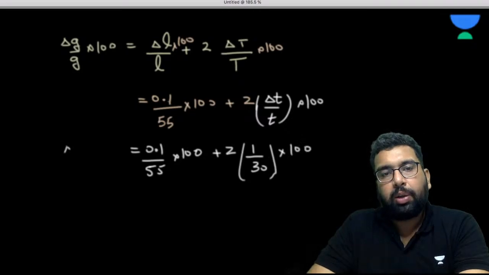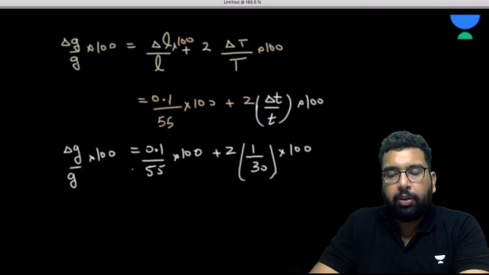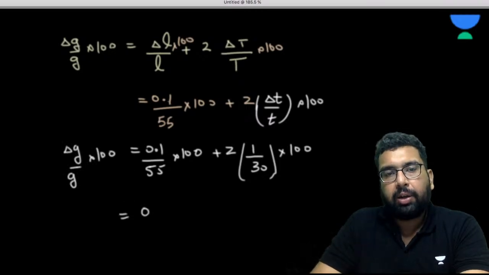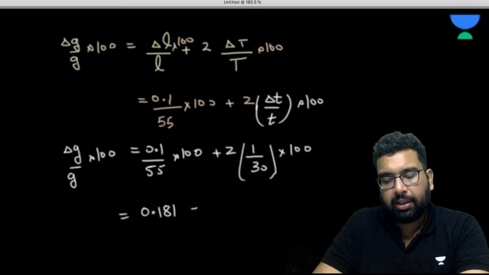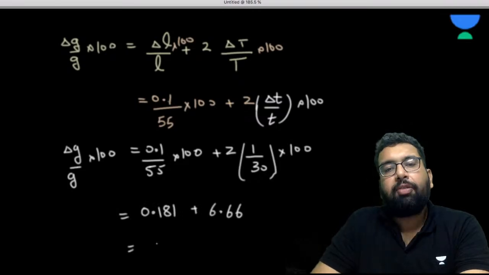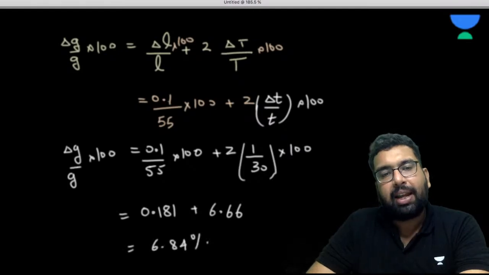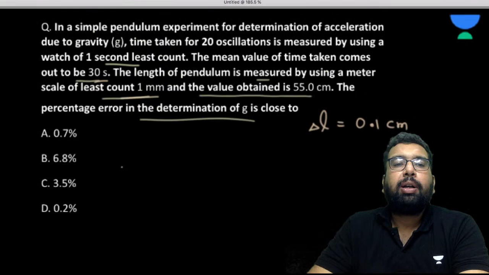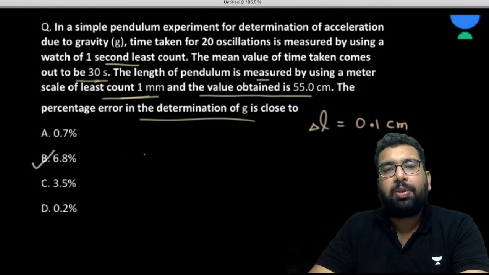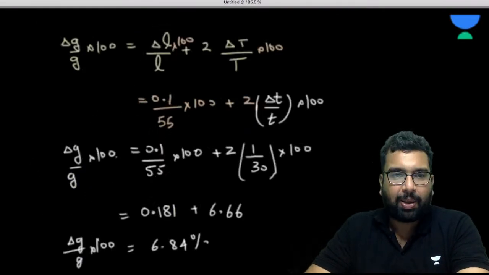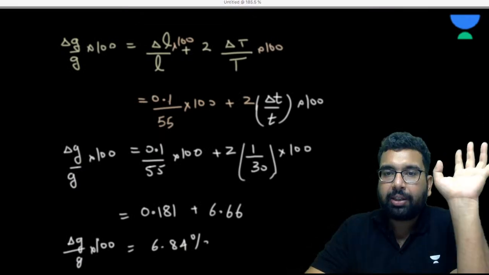So what is going to be the percentage error here? Delta g by g into 100. So when we are solving it, it is going to become 1.181, and this is going to become 6.66. So cumulatively, it is going to become 6.84% nearly. So delta g by g into 100, that is the percentage error in the measurement of gravity, is going to be equal to 6.8%. I hope it is clear to everyone.